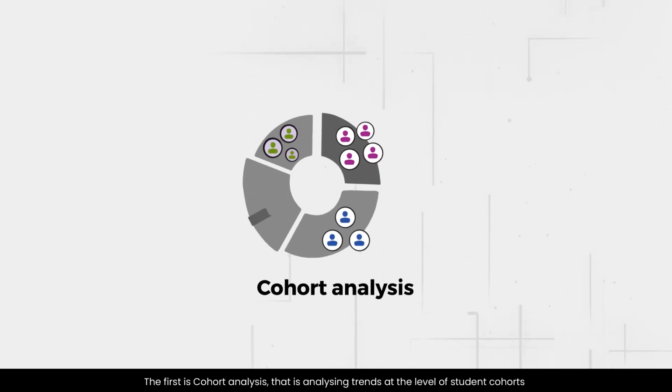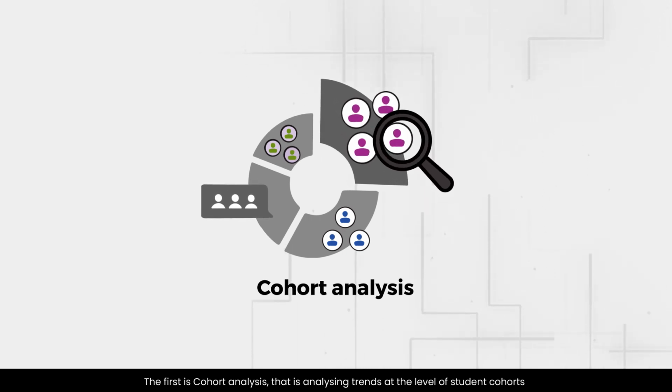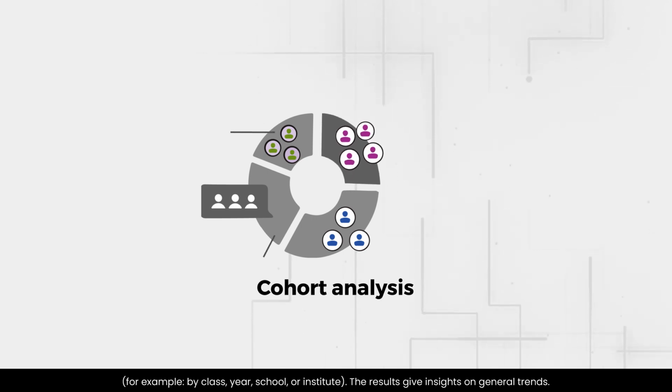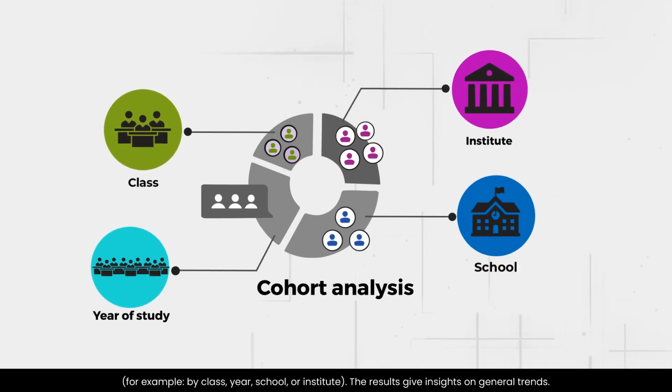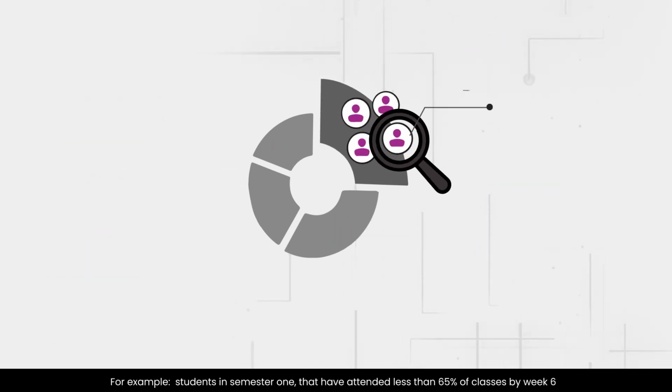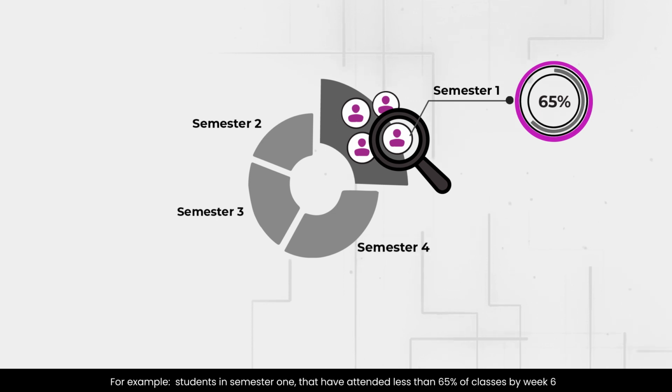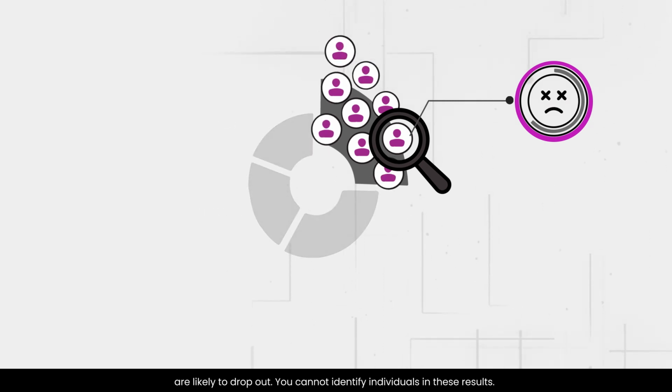The first is cohort analysis, that is analyzing trends at the level of students' cohorts, for example, by class, year, school, or institute. The results give insights on general trends. For example, students in semester 1 that have attended less than 65% of classes by week 6 are likely to drop out. You cannot identify individuals in these results.